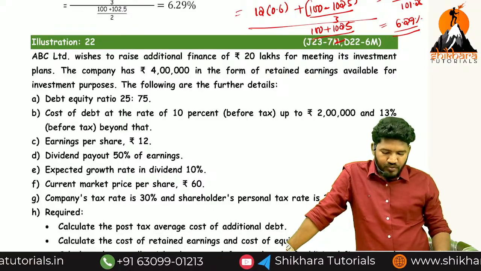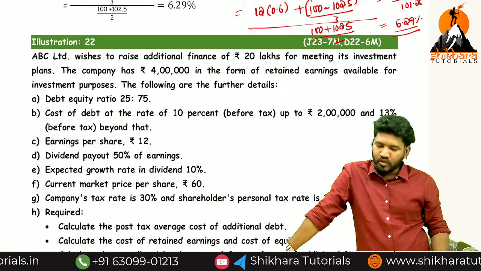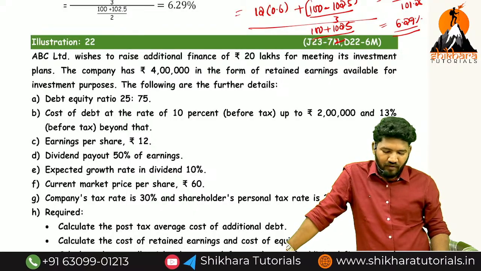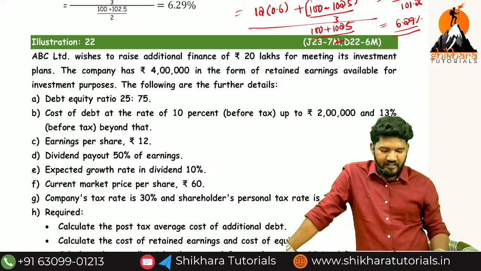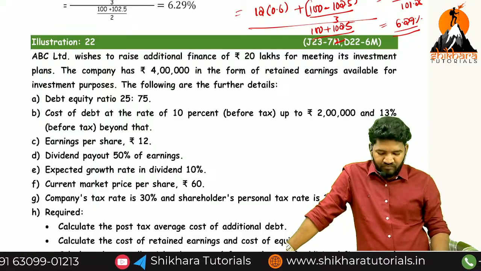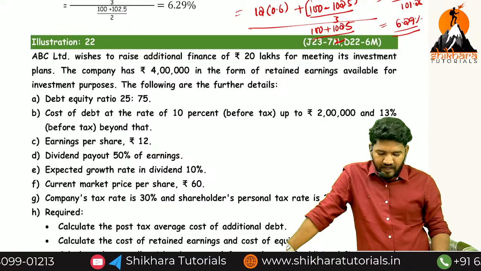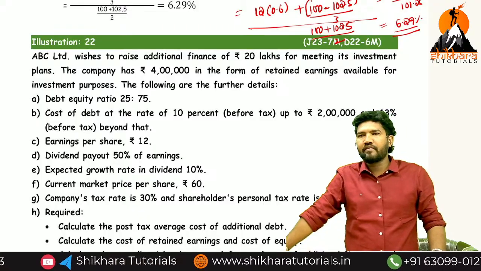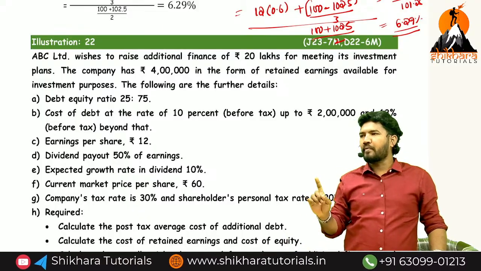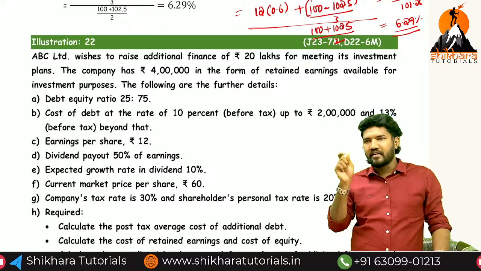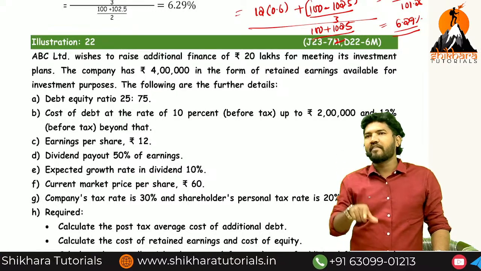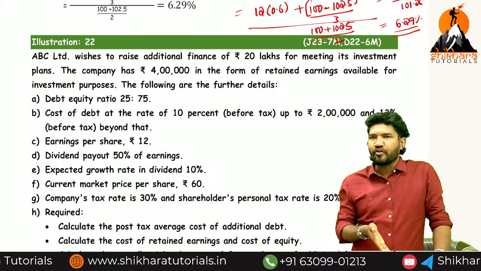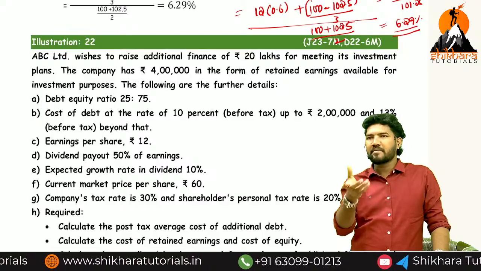ABC Limited wishes to raise additional finance of rupees 20 lakh for meeting its investment plan. The company has rupees 4 lakh in the form of retained earnings available for the investment purpose. The following are the further details. Debt equity ratio is 25 is to 75. What does it mean, 25 is to 75? If I procure 1 rupee, of that 0.25 is debt and 0.75 is equity. Now how much am I procuring? 1 rupee or 20 lakhs? 20 lakhs I am procuring.